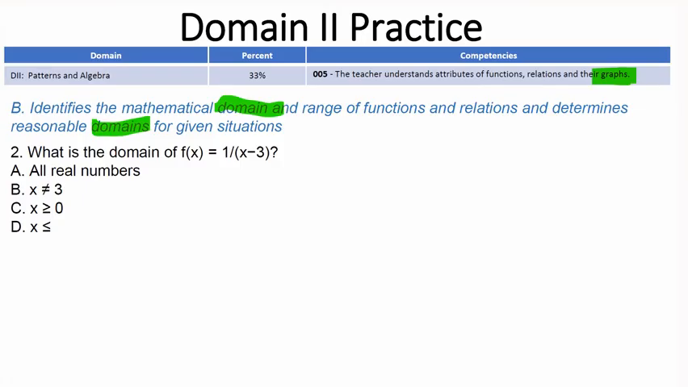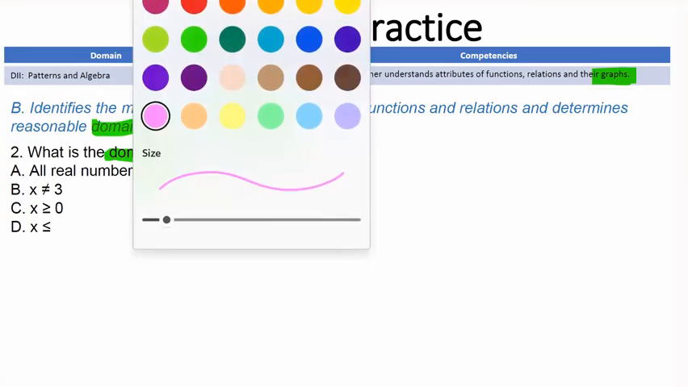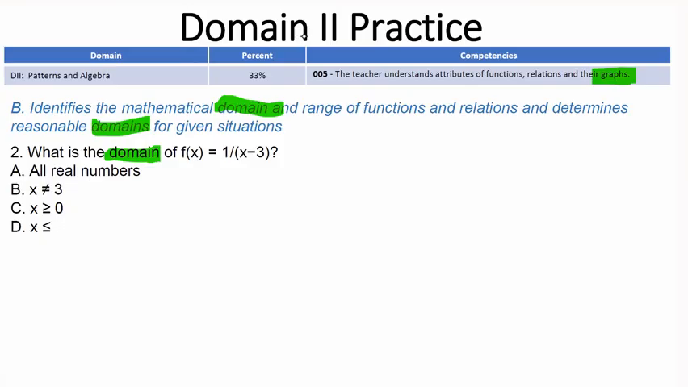Why do I keep on highlighting domains? Because that's the question. What is the domain of f of x? Okay, review. We talked about this earlier. What's a domain? The input. What else? Independent variable. What else? x. Basically the x.